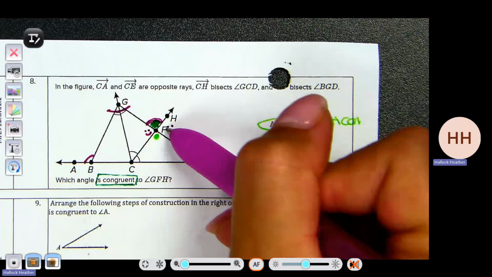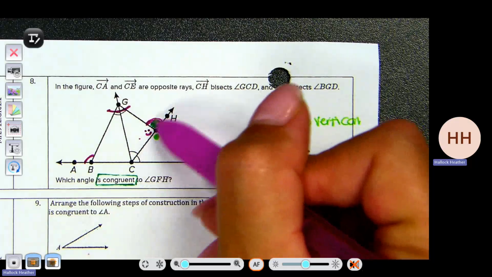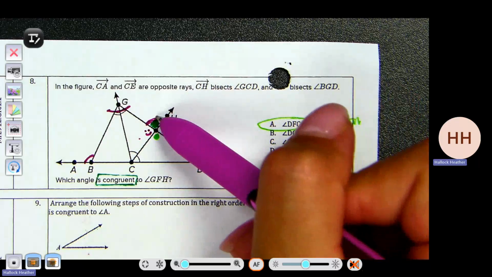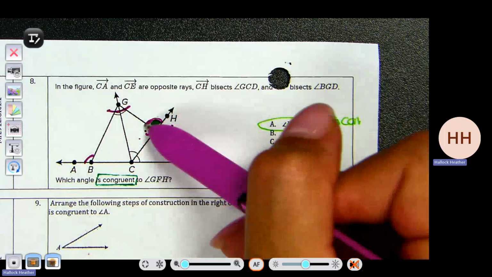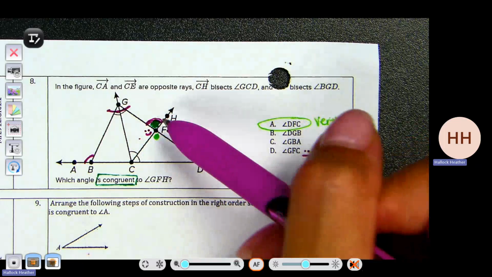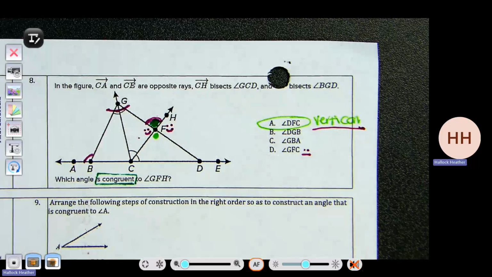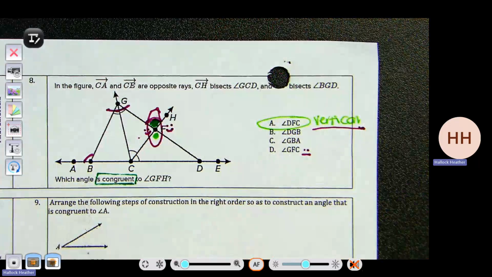Vertical angles are congruent. Although it looks like this is a right angle and this is a right angle, people want to say this is 90 and this is 90. You don't actually know those are 90. This could be 91 degrees and this could be 89 degrees. You don't know they're congruent because it doesn't tell me this part is bisecting anything. So the only thing you can definitely confirm is that vertical angles will always be congruent to each other. So this intersection right here. So you're looking for vertical angles.